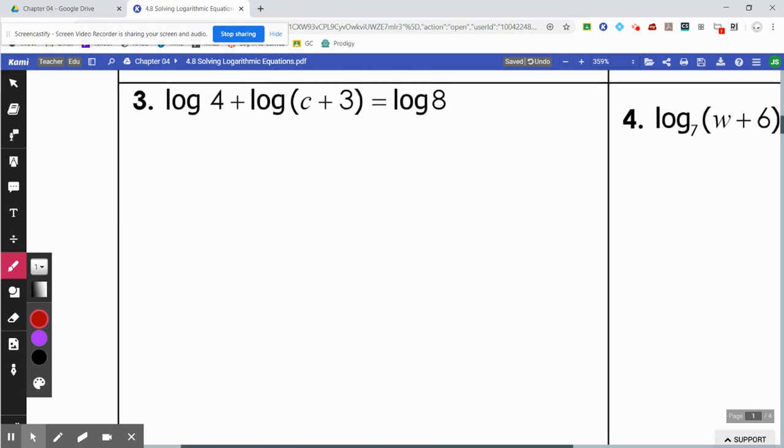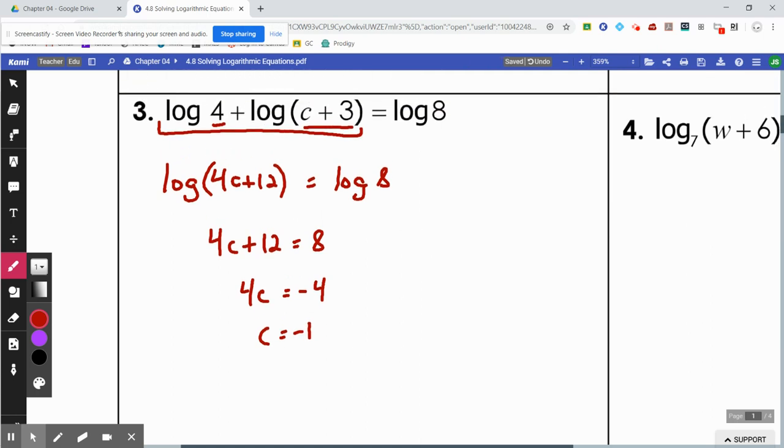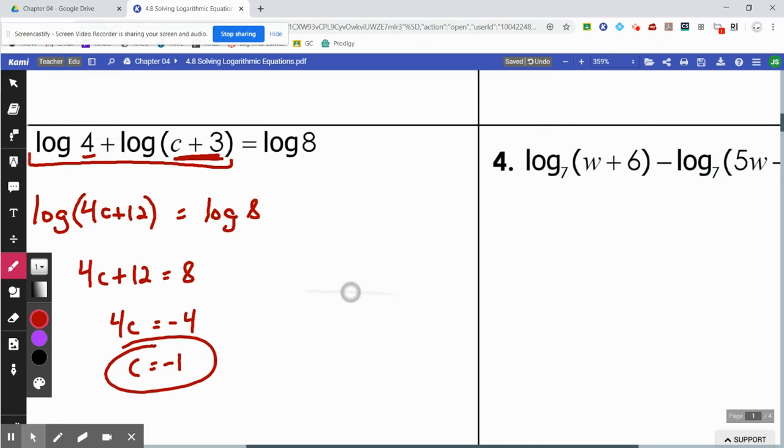Here we do have to condense. Your product rule of logarithms says if you have a log plus a log, you can condense those by multiplying the arguments. That'd be the log of 4c plus 12. Let's put that in parentheses so we know that we're taking the log of the whole thing, equals the log of 8. Since you have a log equal to a log, set your arguments equal to each other, the one-to-one principle. 4c plus 12 is equal to 8. Let's subtract our 12, and that gives you 4c is negative 4, so c would have to be negative 1. This is the only place you can plug in c. Negative 1 plus 3 is 2, so that one is okay.